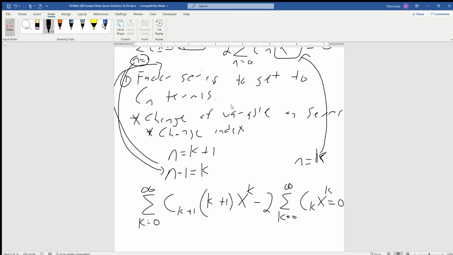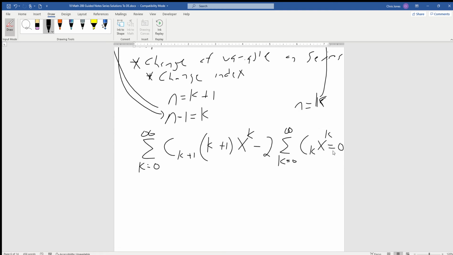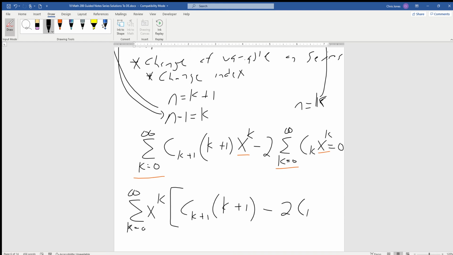If you have to go back and watch the video a few times to do this, make sure you do. Now I want you to notice that we can factor out a series of x to the k. So we're going to factor out the series k equals 0 to infinity of x to the k. And what's that going to leave us with? Well, that's going to leave us with c sub k plus 1 times k plus 1 minus 2 c sub k equals 0.